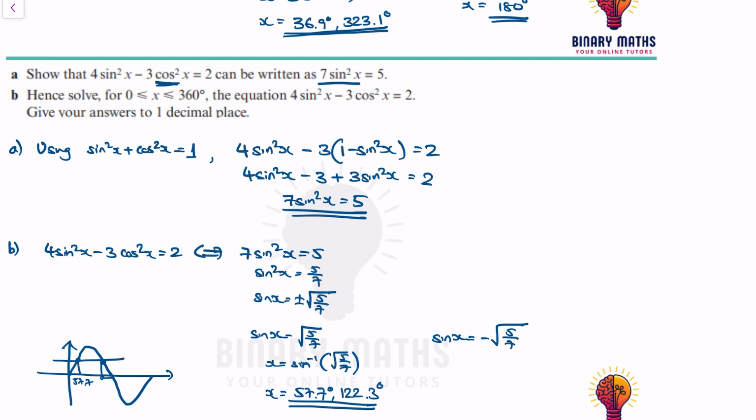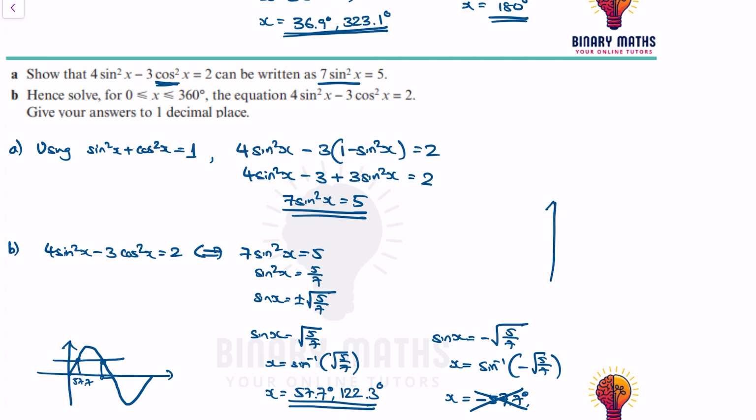If I do sine x is equal to negative root 5 over 7, then x will be equal to inverse sine of negative root 5 over 7, which means x is equal to the first value you get. So you get the value negative 57.7 degrees. Okay, now that's not within our range, so I can cross it out.